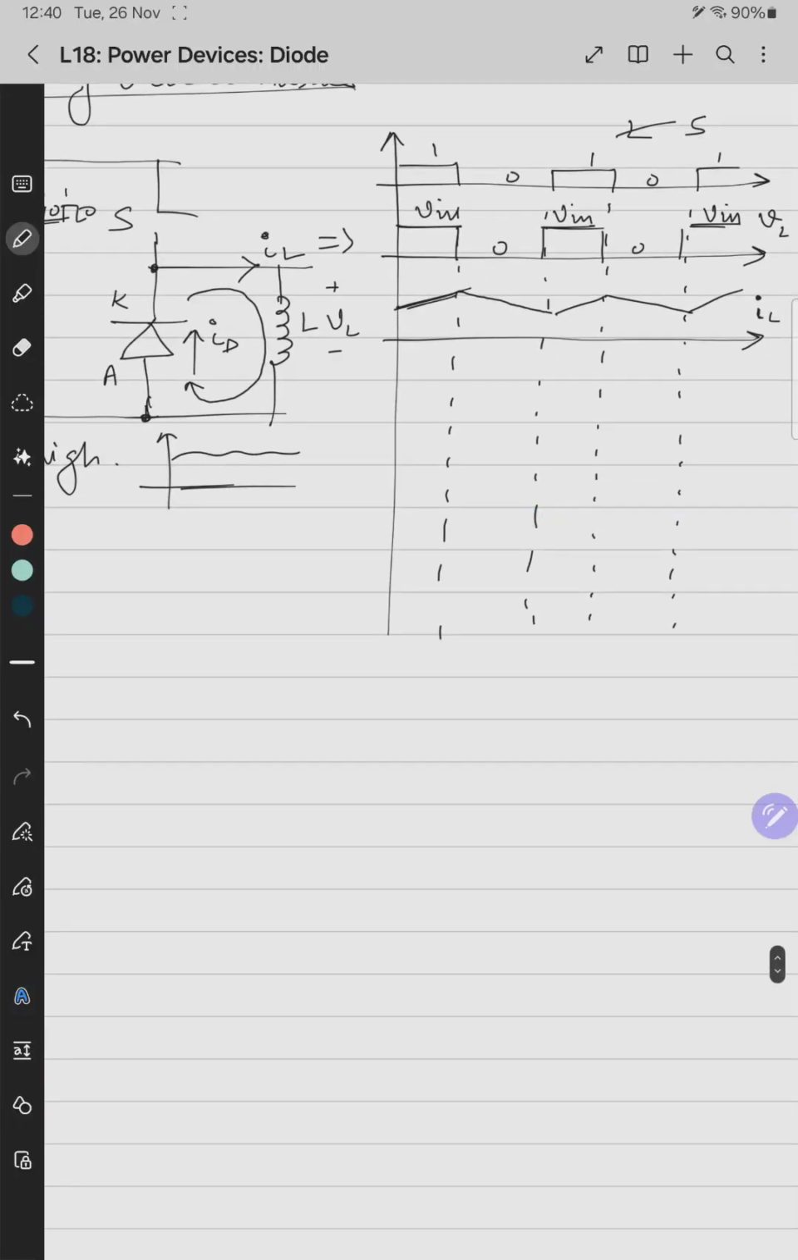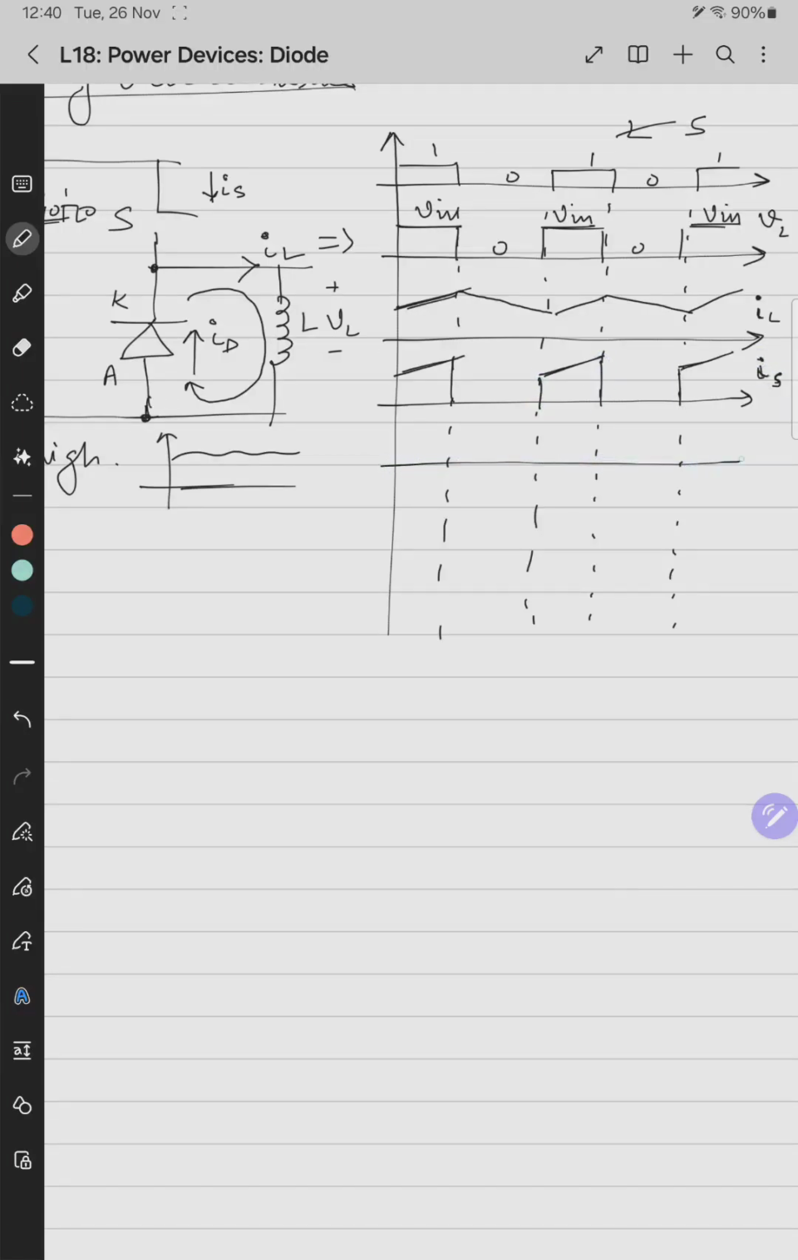Now if this is IL, we can draw the current through the switch, IS. So IS equals IL when the switch is turned on. Simple. So chop the inductor current waveform and bring only the on value down. That will be the current through the switch S.